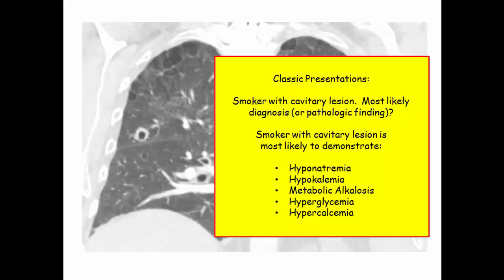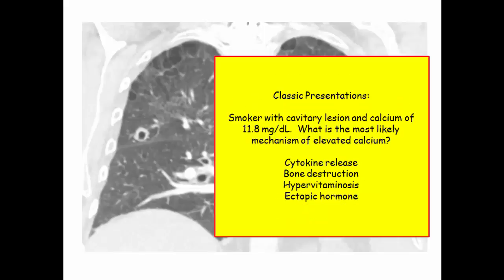Hyponatremia, as in SIADH, is small cell. Hypokalemia, ectopic ACTH. Metabolic alkalosis, ectopic ACTH. Hyperglycemia, ectopic ACTH. Hypercalcemia. That is the paraneoplastic syndrome associated with squamous cell. The clue was the cavitary lesion. Now we have the cavity in a patient with hypercalcemia. They want the mechanism. All the choices listed can give you hypercalcemia.